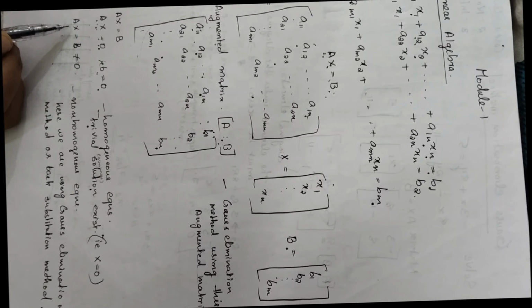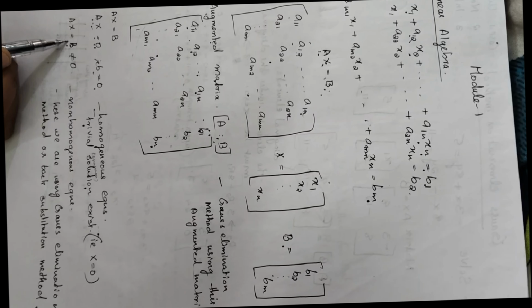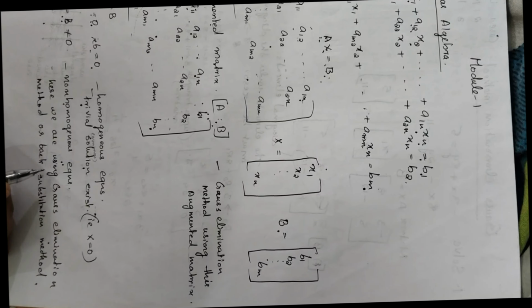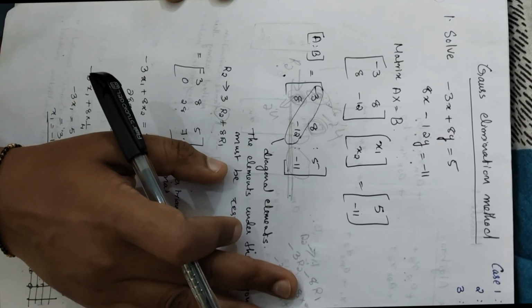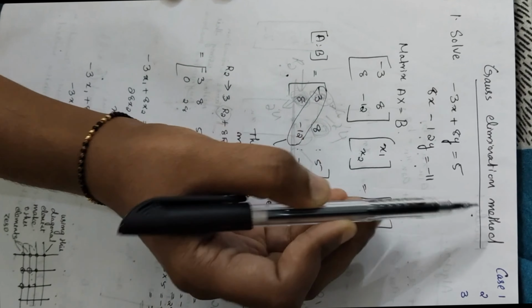And next, if Ax equal to B, and the B matrix contains any non-zero element, we can say that it is a non-homogeneous equation. In non-homogeneous equations, we use the Gauss elimination method. Next, how can we solve using the Gauss elimination method? We can solve the linear system of equations using the Gauss elimination method.